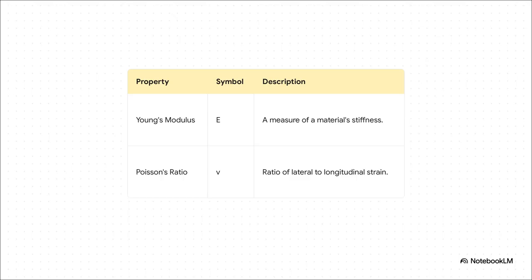Then there's Poisson's ratio, V. This cool little number tells you how much the material thins out sideways when you stretch it long ways. These numbers aren't just trivia. They're absolutely critical for designing anything that flies.